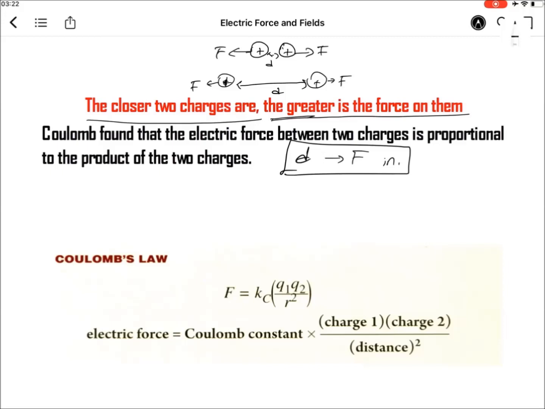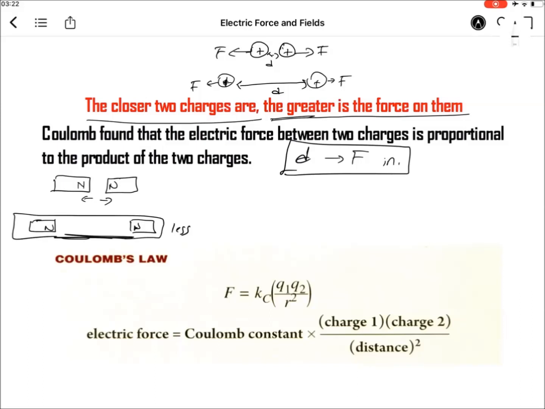Like again the magnet. If we have magnets with north poles facing each other, let's say, if they are very close to each other, they repel each other strongly. But if they are very far from each other, north and north, maybe we cannot detect any repulsion force between them because they are far apart, so there will be less force here. Here there will be more force. So if the distance decreases, the amount of force increases. If the distance increases, the amount of force decreases. This is similar to the chart.